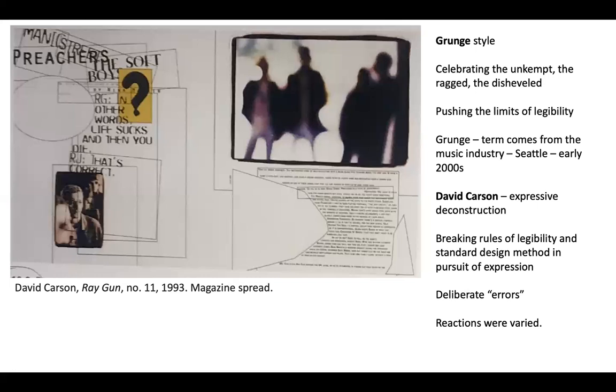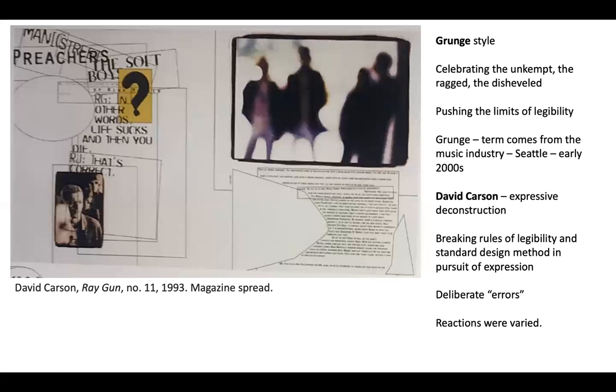But as you can see, this is a spread of a magazine. So we are looking at 2 pages here from 1993. So it's going to be 30 years next year of this. And it shows the breaking of all conventions possible, right, everywhere. So essentially, it breaks the rules of legibility and the standard design method for the pursuit of expression. We have already seen some of that with postmodern design, with Paula Scher, for example, last week. But this is going far, far beyond that, right?